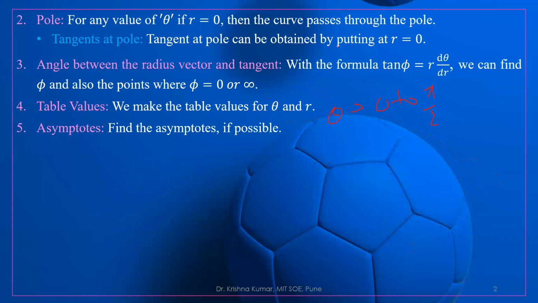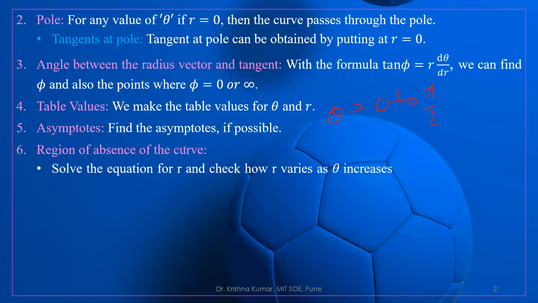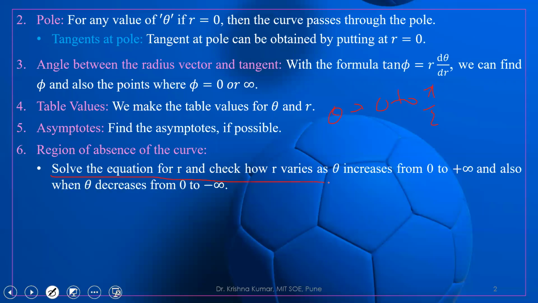Next thing is asymptotes. Find the asymptotes if possible, but in 99.99% of cases we don't have asymptotes for polar curves. Next, reason of absence of the curve. First, solve the equation for r and check how r varies as θ increases from 0 to plus infinity, and also when θ decreases from 0 to minus infinity. If we increase θ, what is the value of r? If we decrease θ, what is the value of r? According to that, we are able to trace the curve.